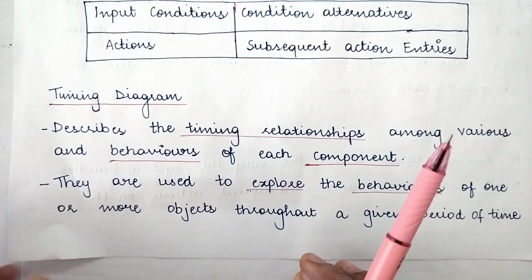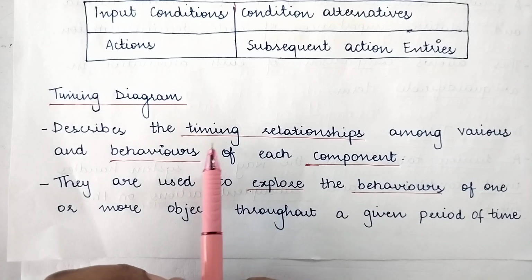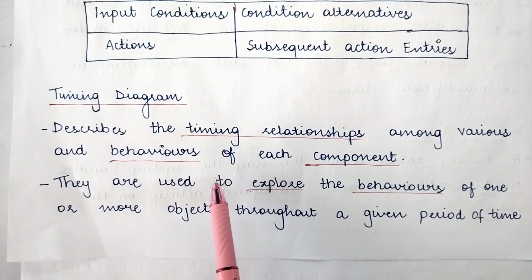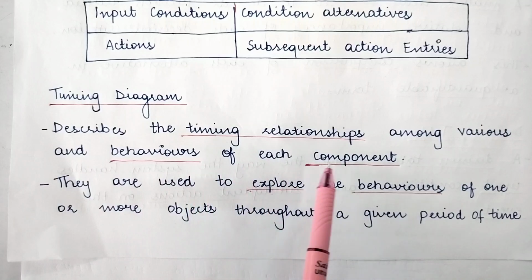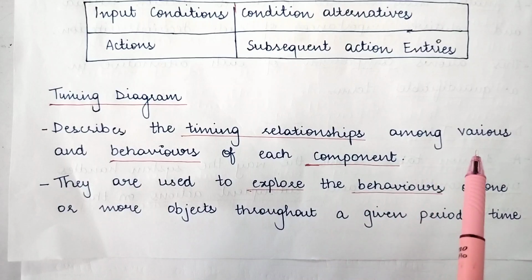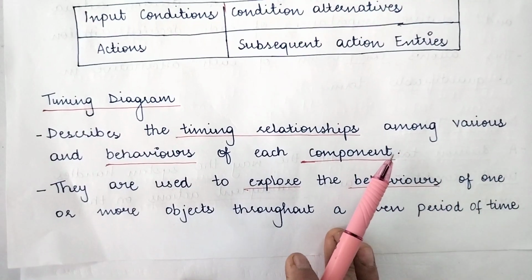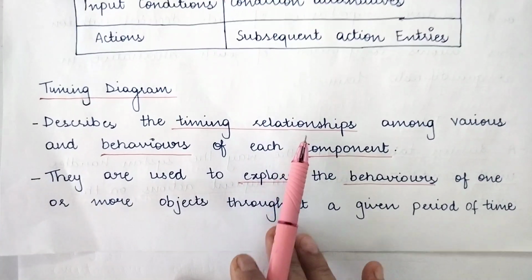Another tool is the timing diagram. This timing diagram describes the timing relationship among various components and the behaviors of each component. So it shows, as per the timing, what the behaviors of the components are and what the relationship among these components is.